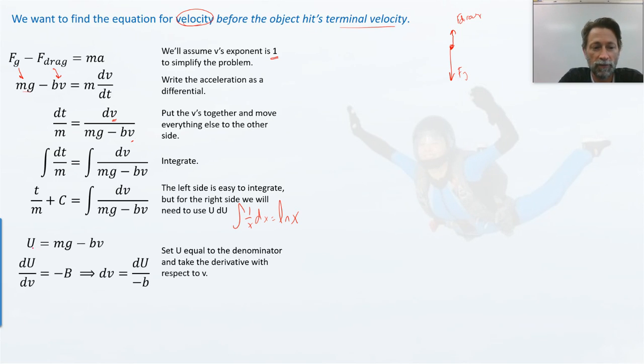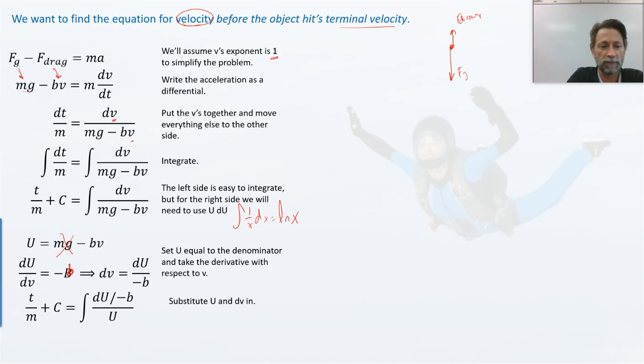So I'm going to take the derivative of u with respect to v. Remember that this is a constant. It goes away. And the derivative of the second term will just be the negative b. This should be a negative lowercase b. So if I solve for dv, I get du over negative b, and I can plug in both of these values then back into the equation.